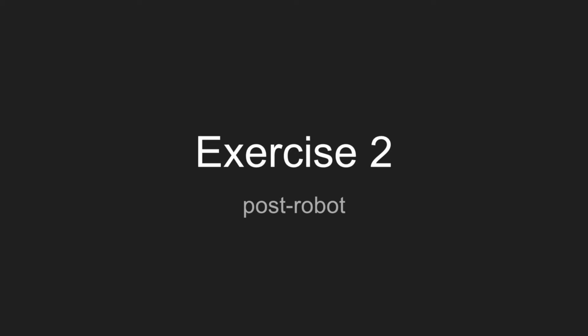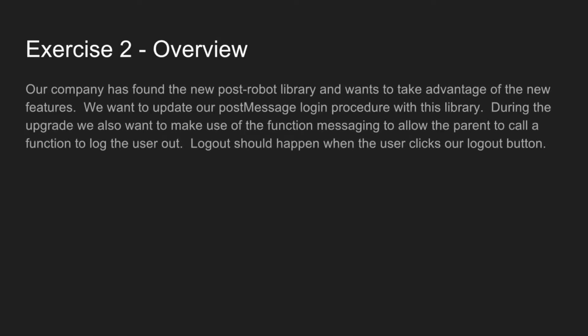All right, so now we're going to use our newfound post-robot knowledge to complete an exercise. Our company has found the new post-robot library and wants to take advantage of the new features. We want to upgrade our post-message login procedure with this new library. During the upgrade, we also want to make use of the function messaging to allow the parent to call a logout function to use the logger out, to log the user out. Logout should happen when the user clicks our logout button.